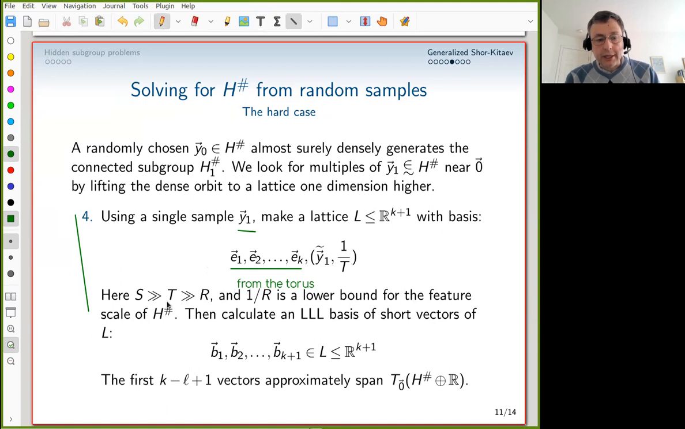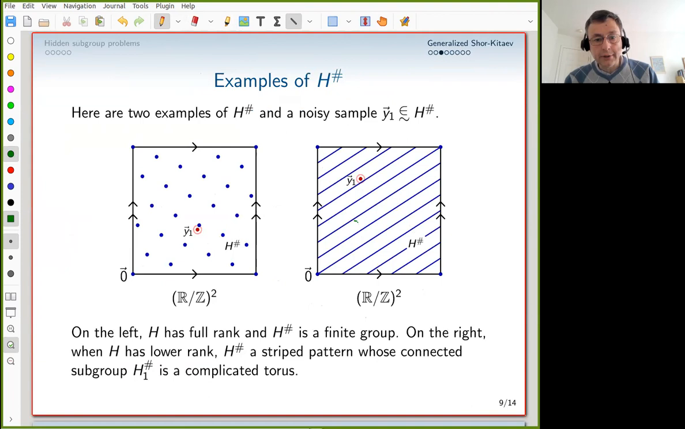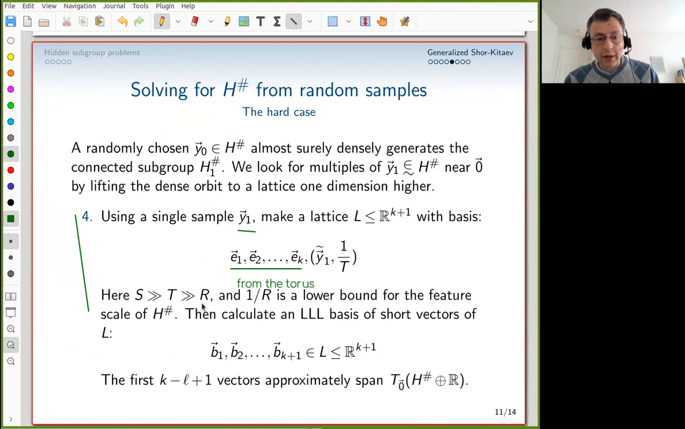So t should be, on the one hand, much smaller than the Gaussian blur, the Gaussian parameter s, which is the main source of noise in my proof. On the other hand, much larger than capital R, where 1 over r, which in my paper is called little r, is a lower bound for the feature scale of H sharp. What do I mean by the feature scale? The idea is that these stripes are only so close together. They can be exponentially close together, but you can get a lower bound on how close. So that's our estimate for the feature scale r. And you do want the amount that you squished the lattice in the new dimension to be bigger than that. Remember, it was meant as a stand-in for a dense orbit in a torus.